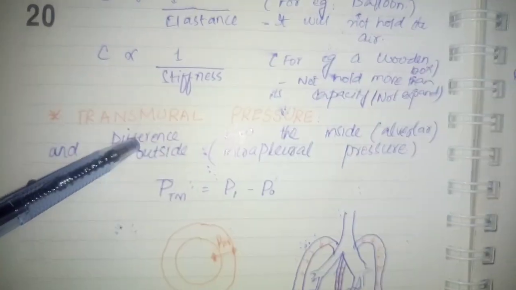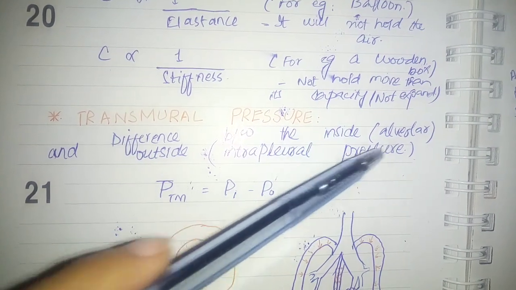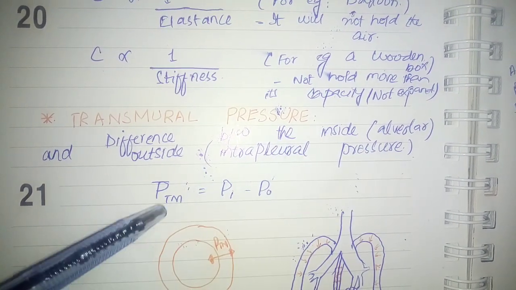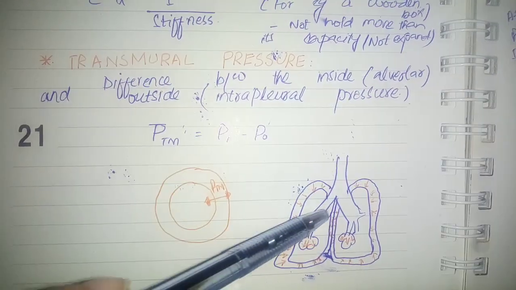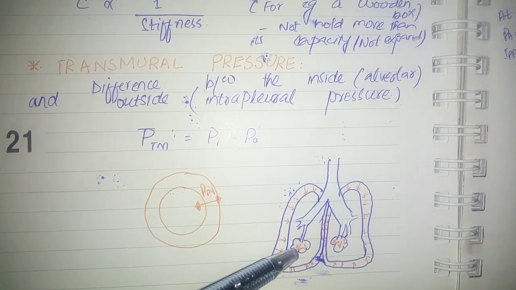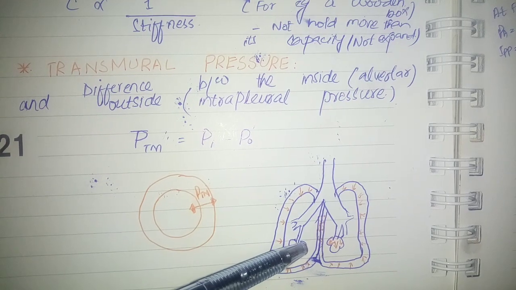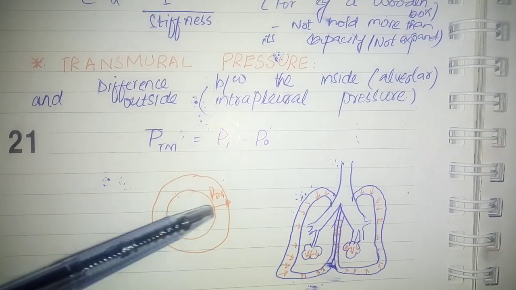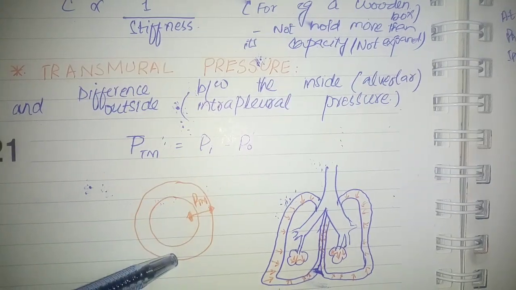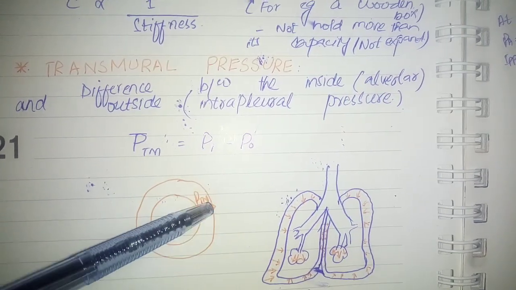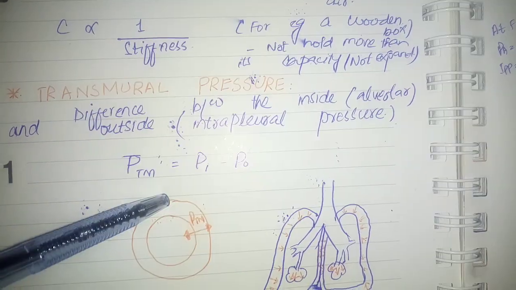Now, coming to the transmural pressure. What is the transmural pressure? It is the difference between the inside alveolar and outside intrapleural pressure. Okay, inside and outside. Now this is the lungs. The inside pressure is the alveolar pressure and the outside pressure is the intrapleural pressure. This is the pleura, this is the lungs, this is the alveoli. The inner one is the alveoli, the outer one is the intrapleural layer, and the space in between them is having the transmural pressure.